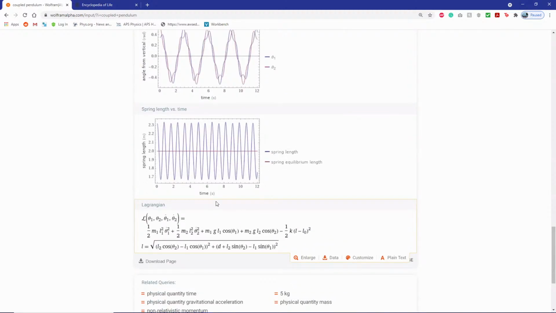Now it depends on both angles. Your spring is resisting motion, so there's a lot more complication. You can see the Lagrangian for this is a lot more complicated. So, let me give you the summary.